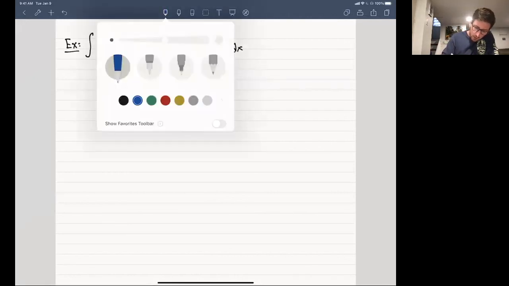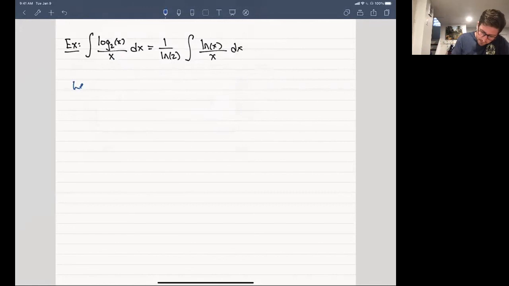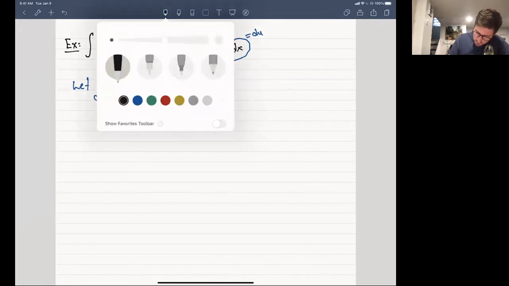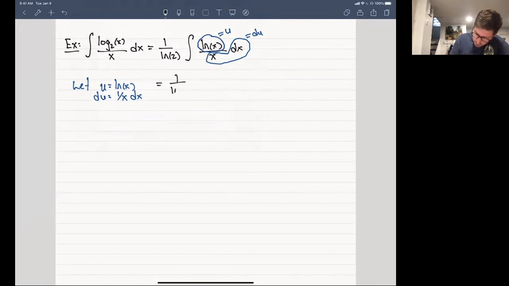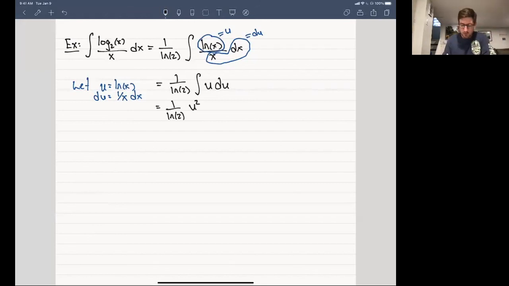Okay, now I can do some substitution. Let's say let u equal ln of x. Then du is equal to 1 over x dx. And that's good, right? Because here is du, here is u. And so this gives me 1 over ln of 2, and then the integral of u du, which is equal to 1 over ln of 2. And we're back into familiar territory. Here I've got u squared over 2 plus c.